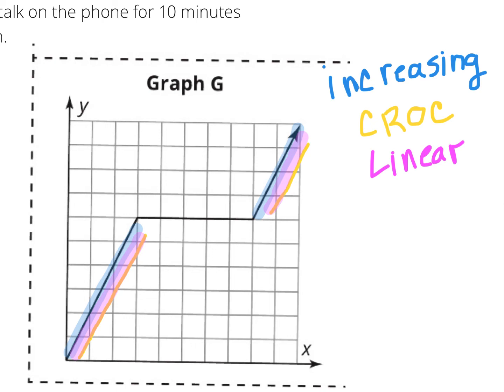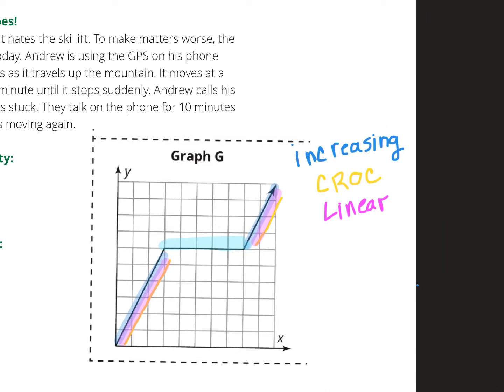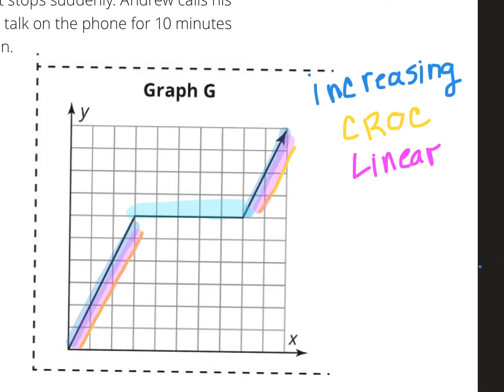Now let's talk about this little segment in the middle because I haven't done anything with that one yet. I'm talking about this one in the little fuchsia. So in terms of the situation, remember he's on the ski lift and he was going up, but now apparently they've hit some kind of snag so the ski lift is stopped for several minutes. So this no longer represents a constant rate of change because the height is not actually changing. This is simply something we call constant.